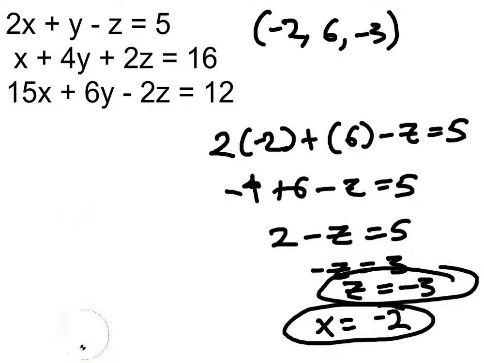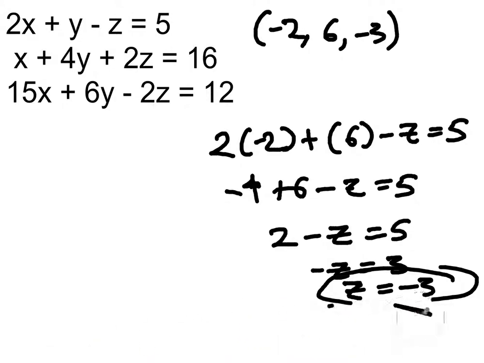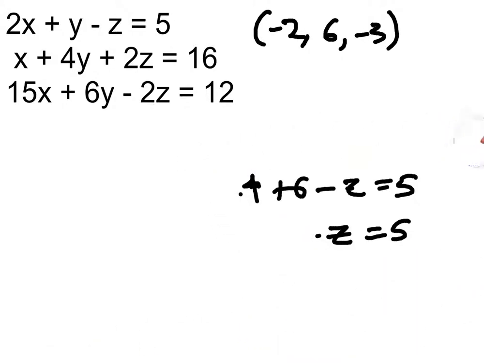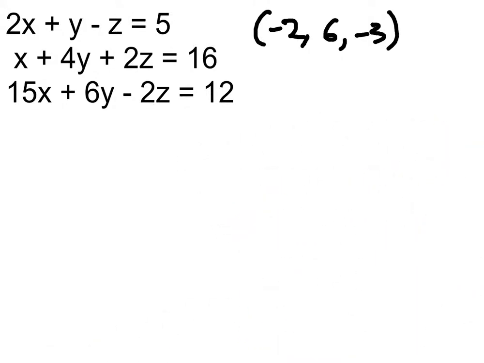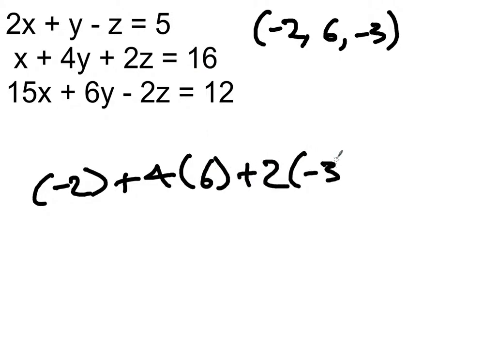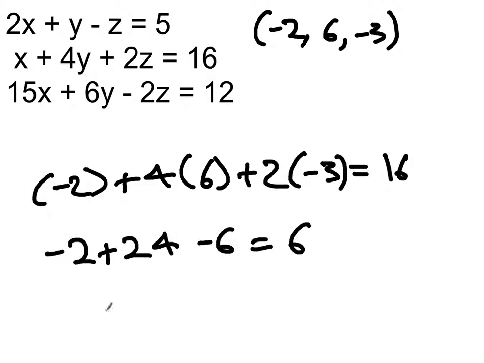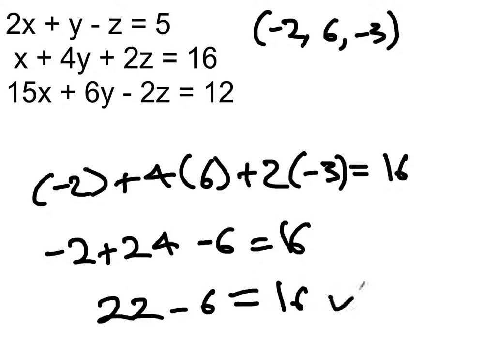Now let's see if this works in the other two equations. So let's check our work. x plus 4y, I'm checking this second equation, plus 2 times z should give me 16. That's negative 2 plus 24 minus 6 should be 16. Negative 2 plus 24 is 22. 22 minus 6 does equal 16. So it works in the second equation.